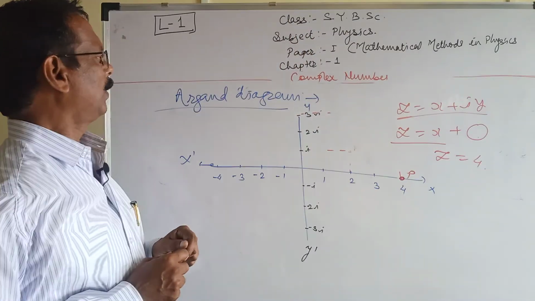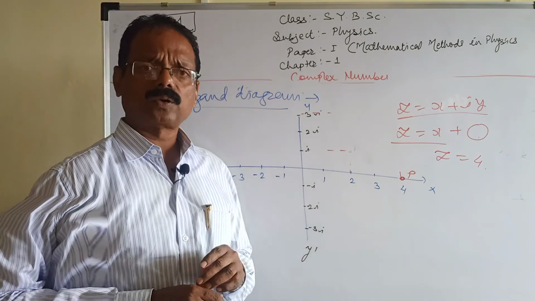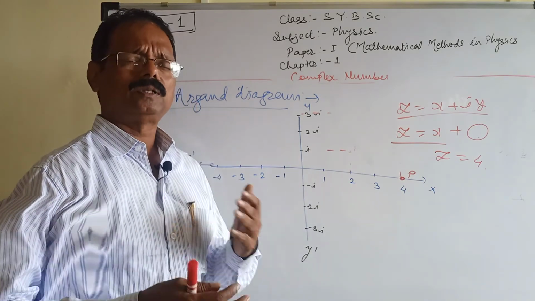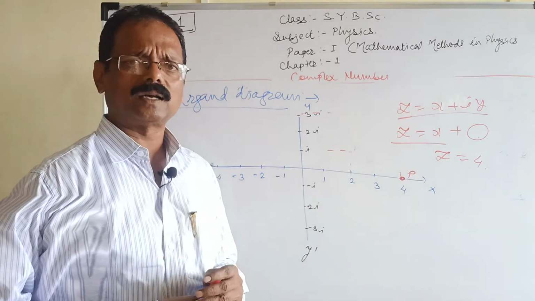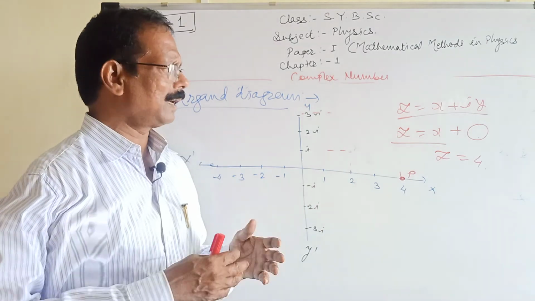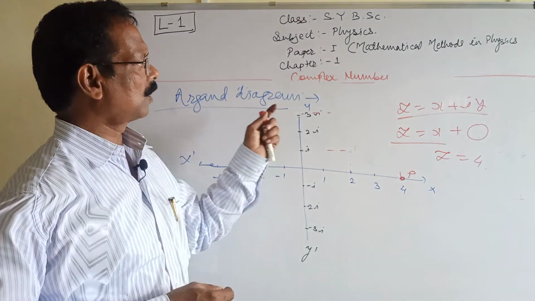So this is all about the complex number. We have just introduced the complex number. Next we have to see what addition is, what subtraction is, and the other topics from this complex number.